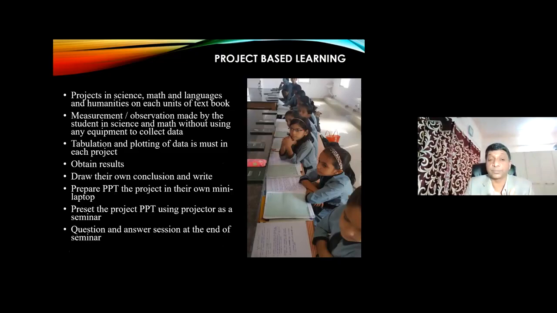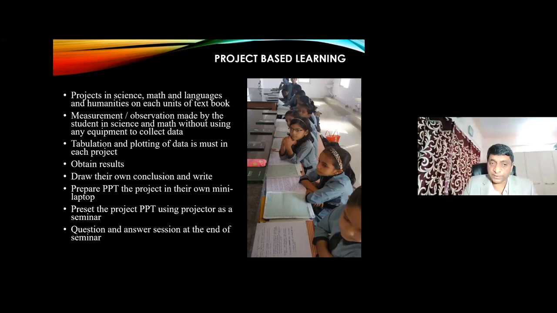And in the project, they have to collect the data. They have to make measurements. They have to do observation at home. Like we tell them to measure the intensity of the sound as you go away from the sound source, like water dropping from a tap. You measure the distance, how far you go, until the sound intensity becomes zero. You measure the sound intensity of the television when it is on. Go far away from the television and keep measuring the distance. So this is how we give them projects which connect their textbook to real life.